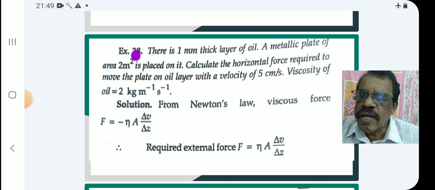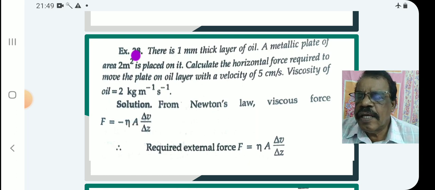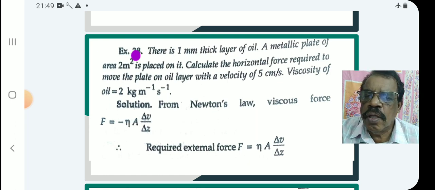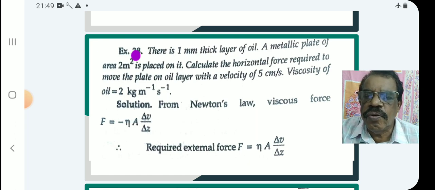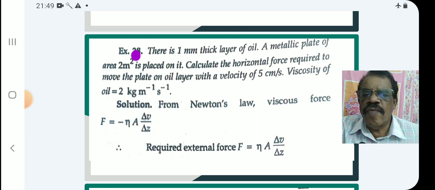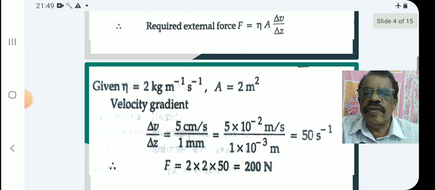The force is the viscous force. Newton's law for viscous force is F is eta A, minus sign shows resistive force. F is minus eta A du by dx. We have to find this viscous force. So for the required force, we need only the numerical value. F is eta A delta V by delta x, or dV by dx. We can write delta or d in any manner.